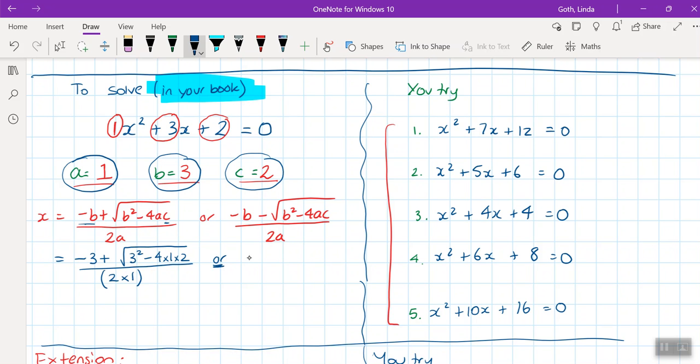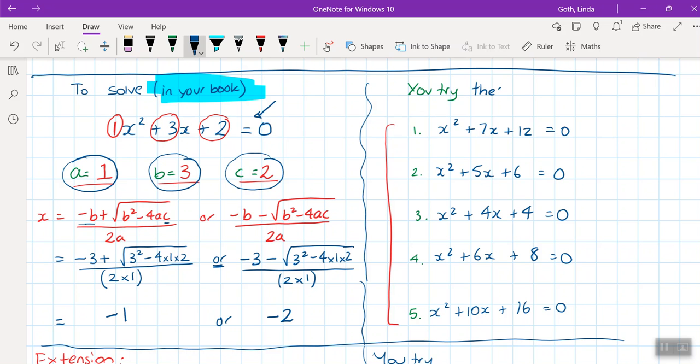Or, this is the other thing I have to do, negative 3 minus the square root of 3 squared minus 4 times 1 times 2, all over, I'm going to put it in brackets, 2 times 1. Now, we've just done a calculation very, very similar to that, and in fact the answers are going to be the same. This will be minus 1 or minus 2. So we've just solved that quadratic equation. It's called an equation because it's got an equal sign in.